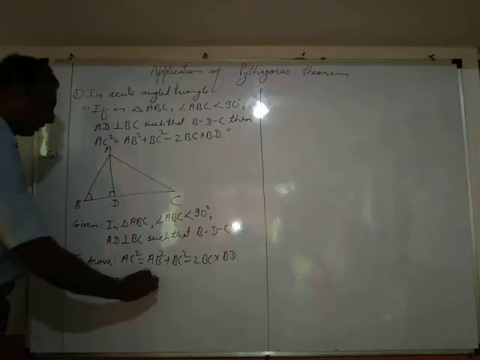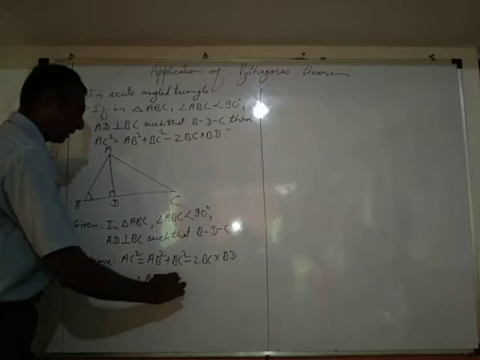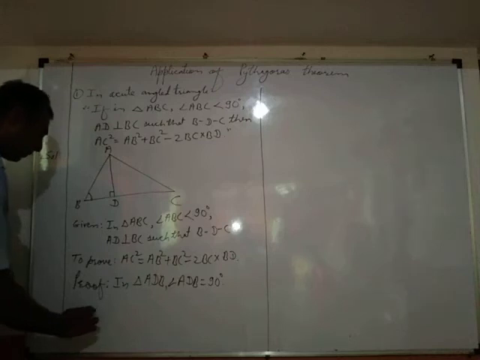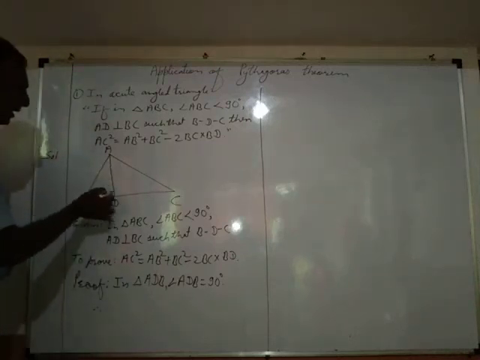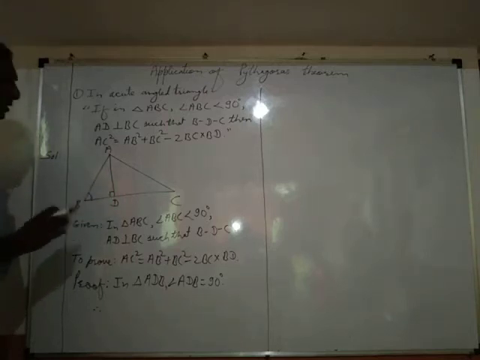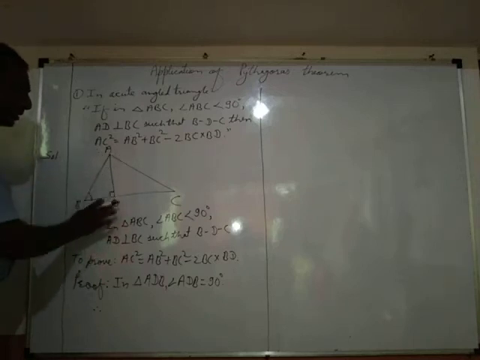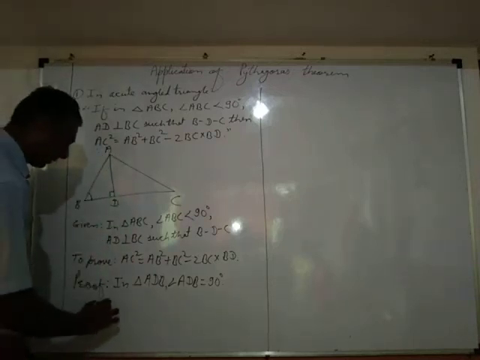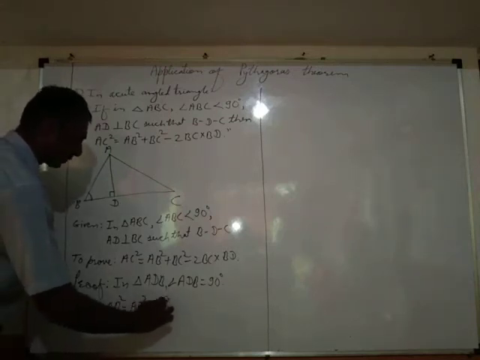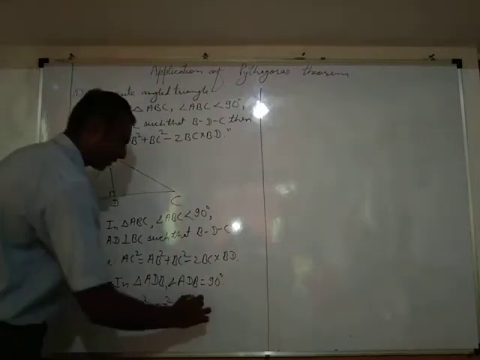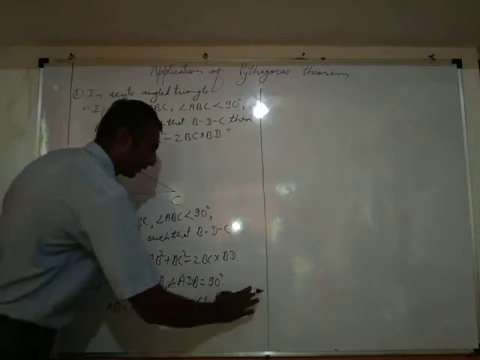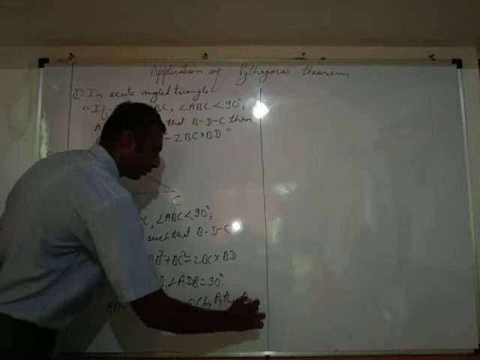In triangle ADB, angle ADB equals 90 degree, and therefore the side opposite to the right angle is the hypotenuse, and according to Pythagoras theorem, hypotenuse square equals sum of the squares of the other two sides. Therefore AB square equals AD square plus BD square. Let's call it equation 1, by Pythagoras theorem.